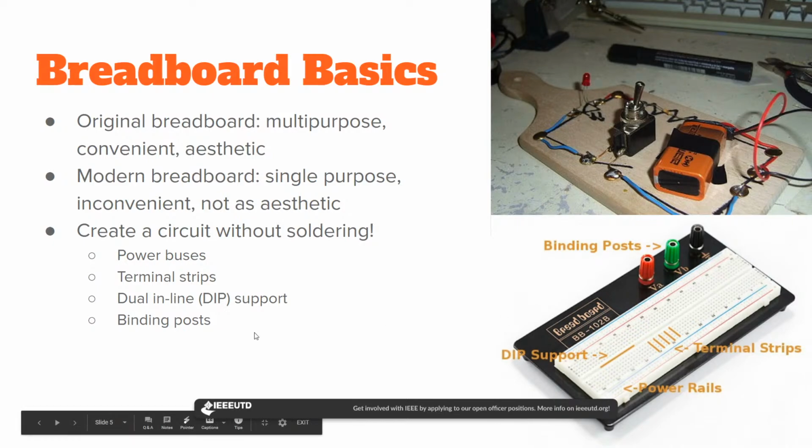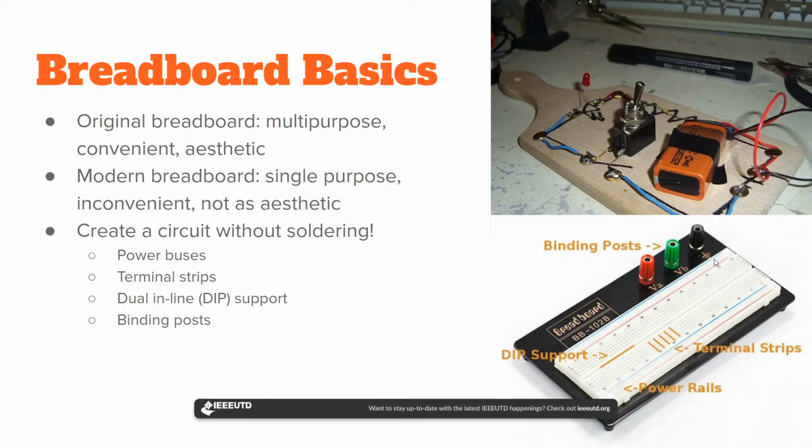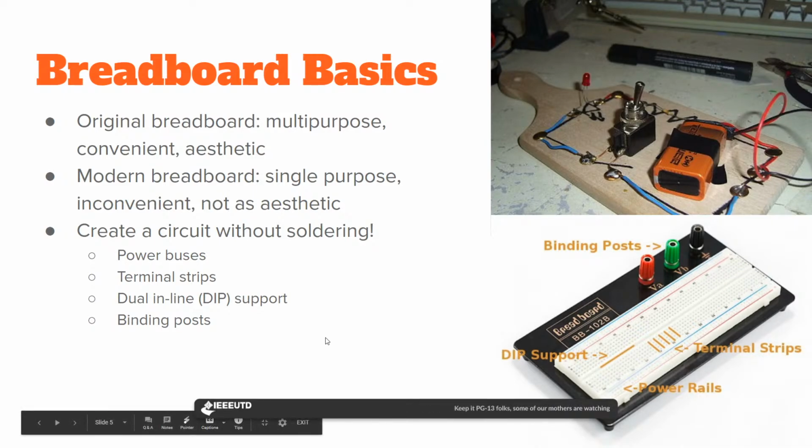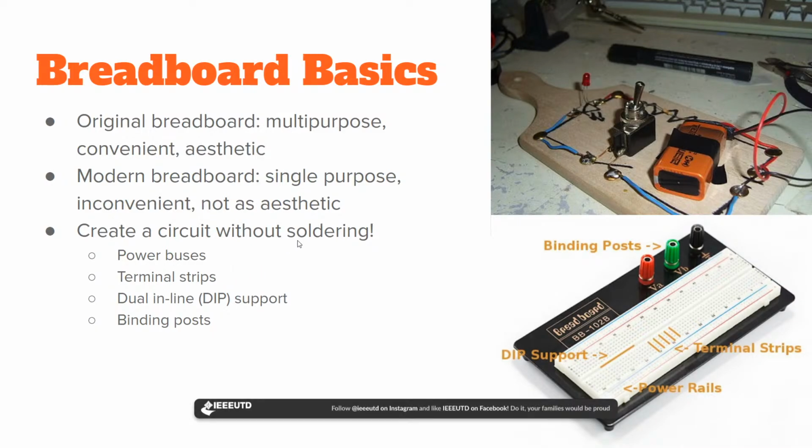And then finally, the binding posts. These are if you ever need to connect your breadboard to an external power source like a battery pack or a straight up wall socket adapter, then you can connect your positive and negative to that side, and you can use those to power your breadboard as well. So all breadboards will have at least these first three: the power buses, terminal strips, DIP support. Binding posts, not all breadboards will have those, but they are useful as well.